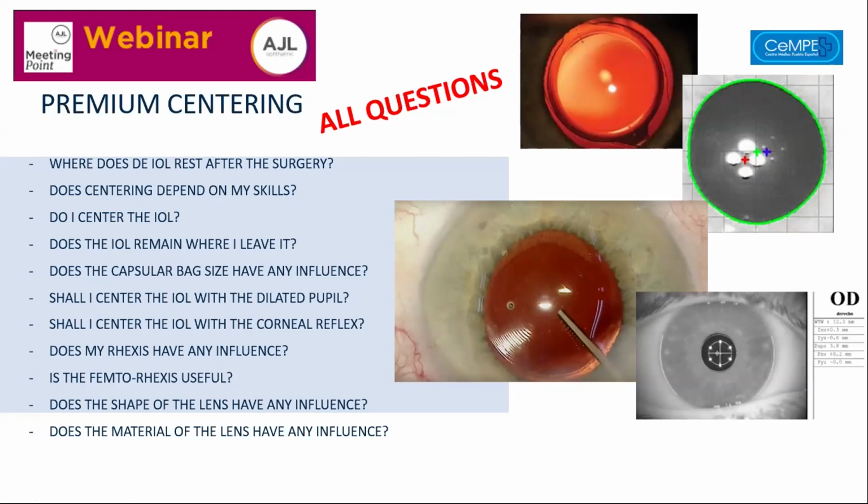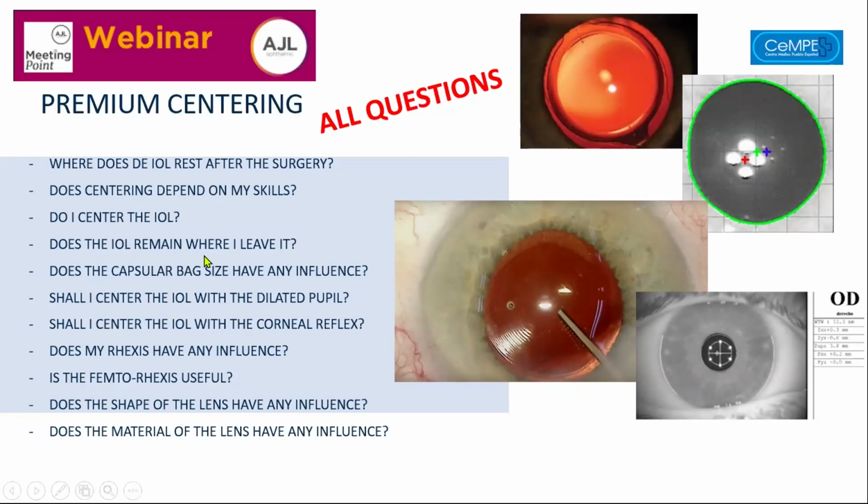You center the lens with a corneal reflex at the end of the surgery, and after the surgery, the lens has moved because the capsular bag is not perfectly circular. But if you add a capsular tension ring, you make it circular. So the lens will center with the circle of the capsular tension ring, the capsular bag. Do I center the IOL? No, the IOL centers itself.